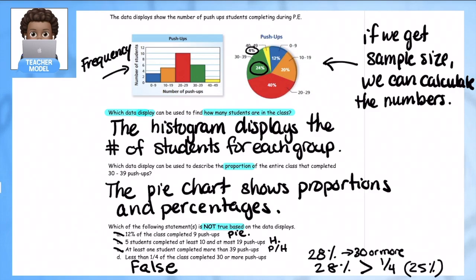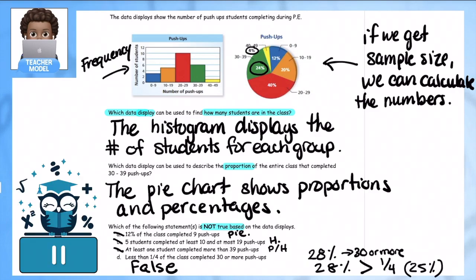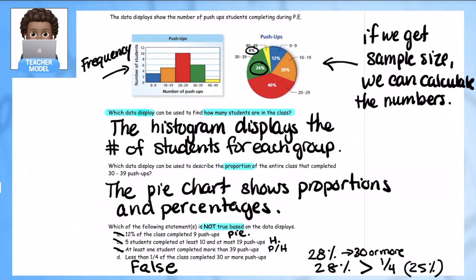All right, hit pause and jot this down. The biggest takeaway is to look at the different types of data I can get from different data displays. Some displays can show us our frequency, our sample size, and we can see how many are in each group. Others group the data for us so we don't see all the individual data.